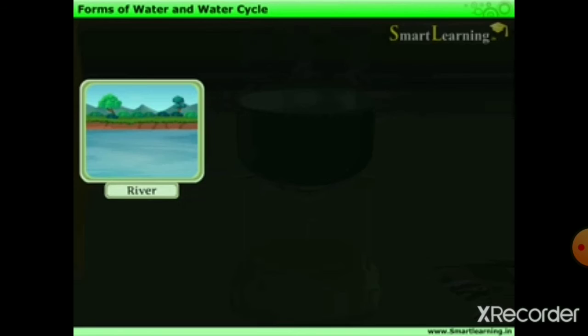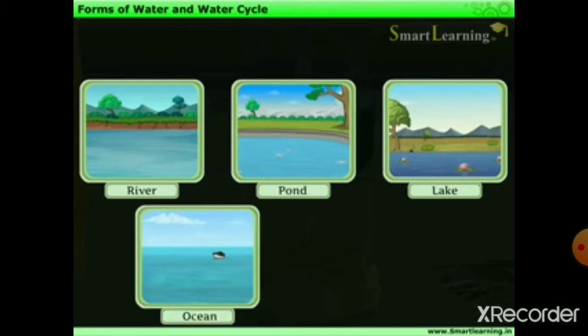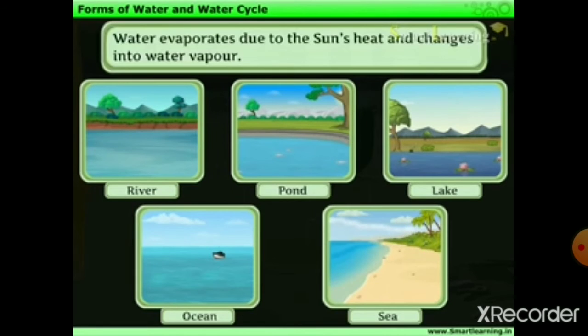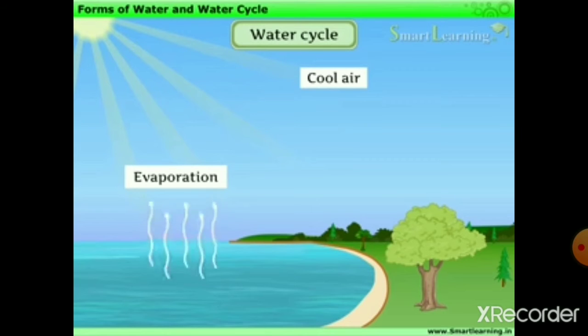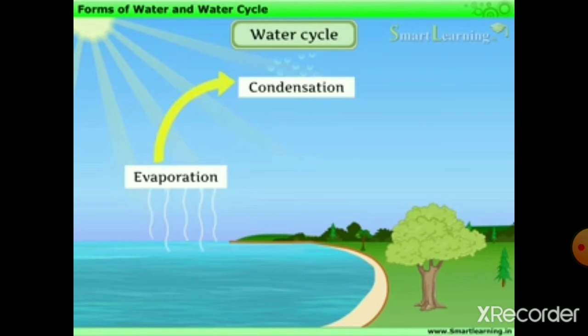Water in water bodies such as river, pond, lake, ocean and seas evaporates due to the sun's heat and changes into water vapor. With light, the water vapor rises up into the sky. High up in the sky, the air is cooler. When these vapors meet the cooled air, they cool down to form water droplets through condensation. On coming together, these water droplets form clouds.